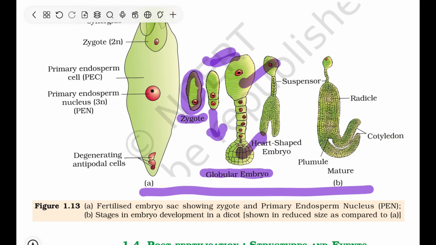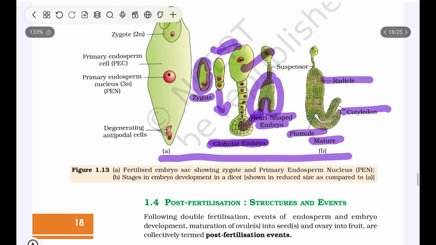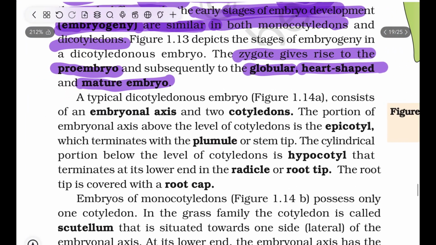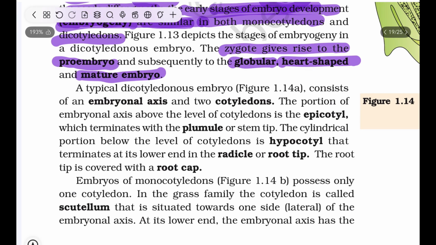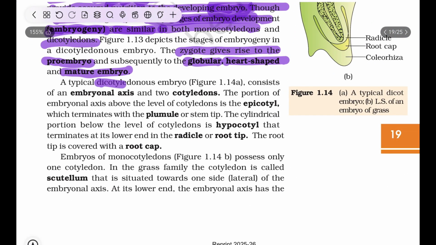Some look like a globular. That's a globular embryo. Now after that, the heart-shaped embryo, because it is similar to a heart shape, and then the mature embryo in which radicle, cotyledon and plumule are visible. Okay, those are the embryonic stages after zygote division. Now we are going to discuss the dicot embryo.